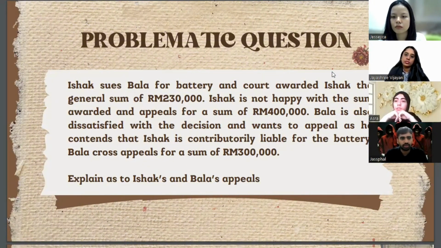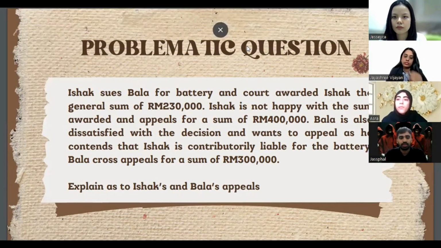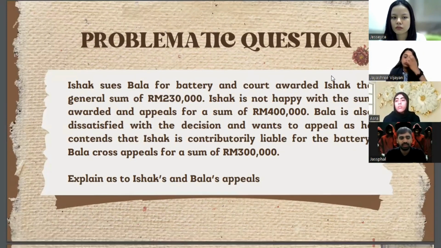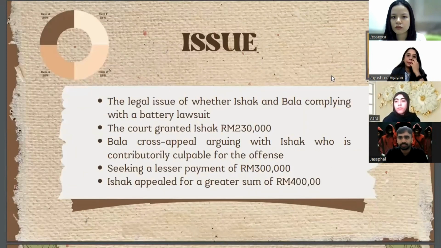My name is Jasper, so I'll be explaining the problem question. According to the question, Ishak sues Bala for battery and the court awarded Ishak the general sum of 230,000. Ishak is not happy with the sum awarded and appeals for a sum of RM 400,000. Bala is also dissatisfied with the decision and wants to appeal as he contends that Ishak is contributorily liable for the battery. Bala cross appeals for a sum of RM 300,000. Explain as to Ishak's and Bala's appeal.